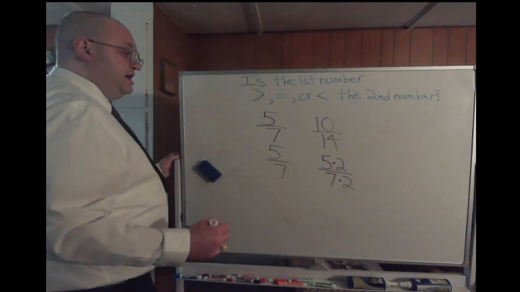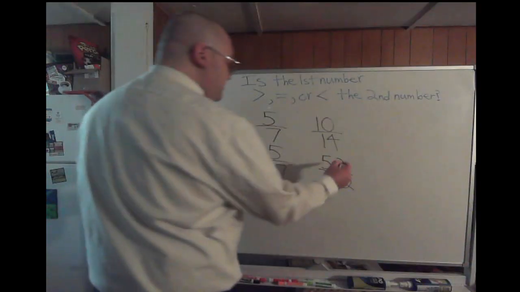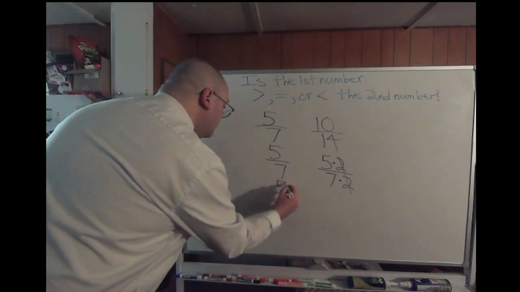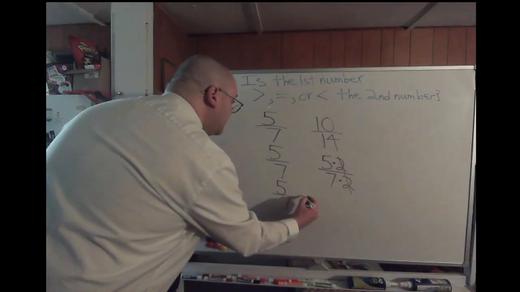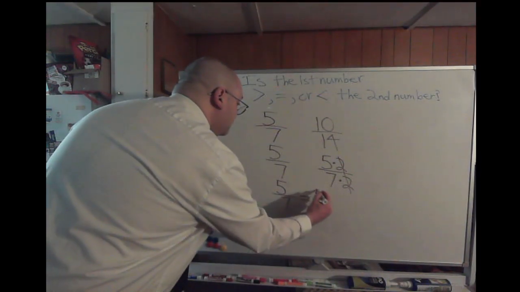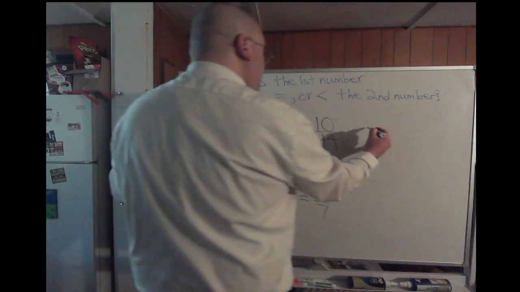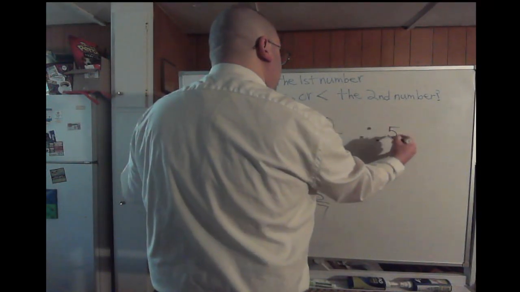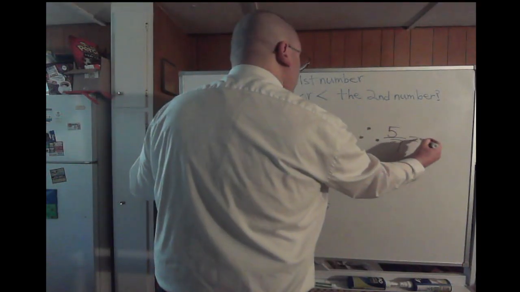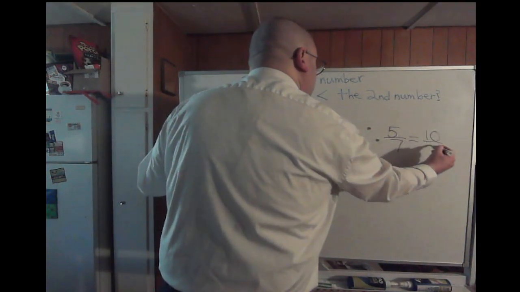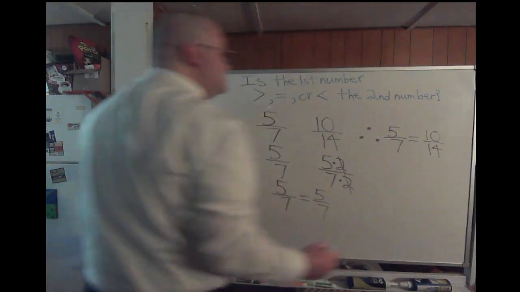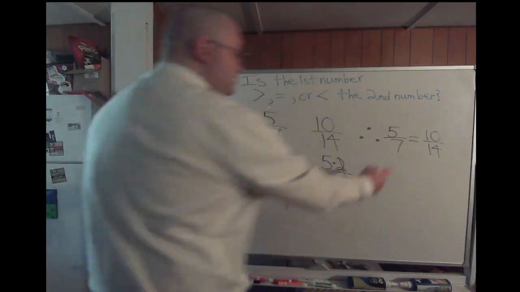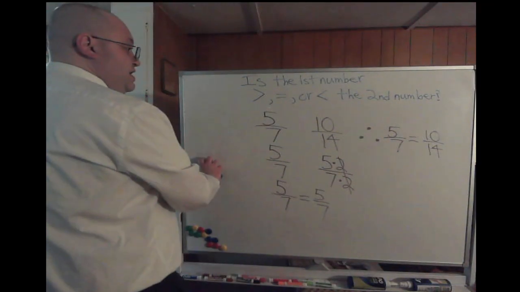Well, what do you know? In the numerator and denominator, you have a common 2 that'll cancel out. You're left with 5/7. Well, 5/7 clearly equals 5/7. So you would say, therefore, 5/7 equals 10/14. Since 5/7 equals 5/7, it definitely equals 10/14. Okay.